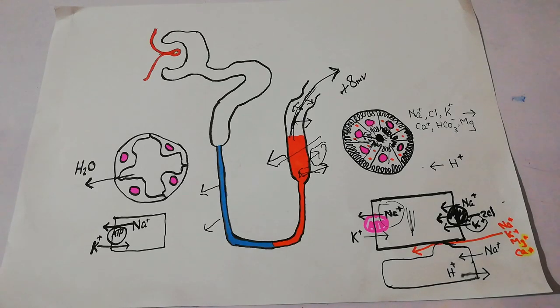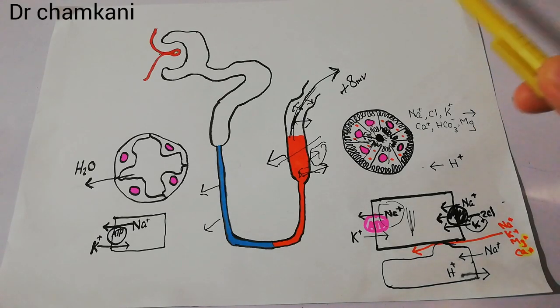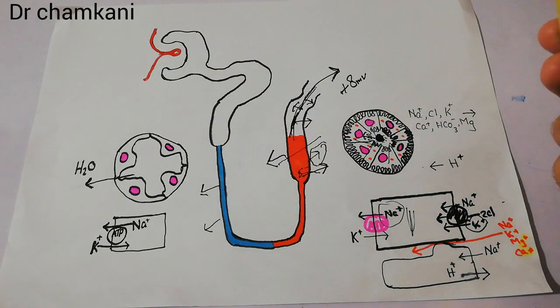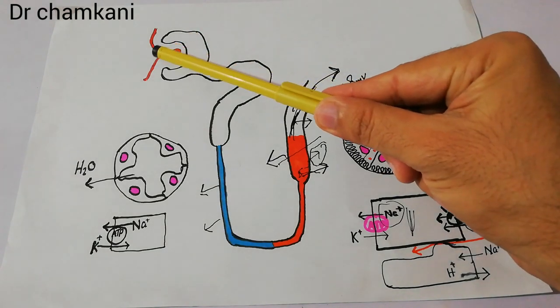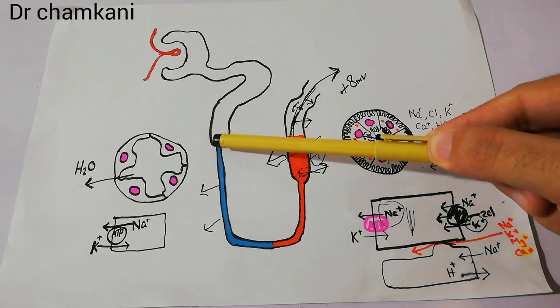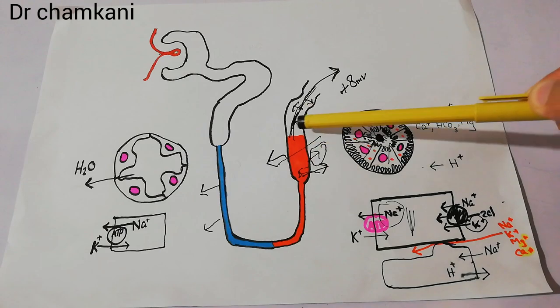Today in this lecture, we will talk about the solute and water transport in the loop of Henle. As we are discussing the mechanism of urine formation, we have discussed that inside the kidney there are millions of nephrons. In each nephron, initially there is filtration, then there is reabsorption in the proximal tubule, then the filtrate reaches the loop of Henle, then the distal tubule.